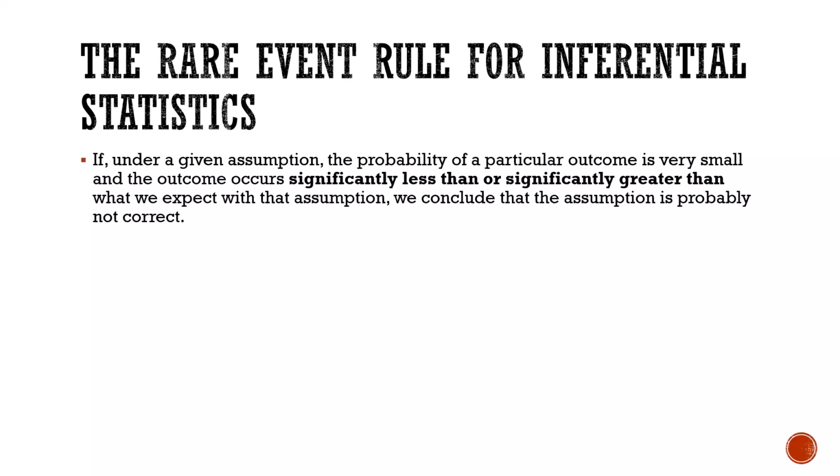So let's say, given a particular assumption that some distribution holds, if the probability of a particular outcome that actually has occurred is significantly small, we assume that our assumption was incorrect in the first place. That's the rule for inferential statistics. That's very confusing without giving you a specific example.